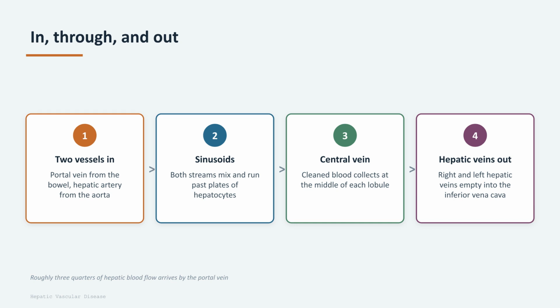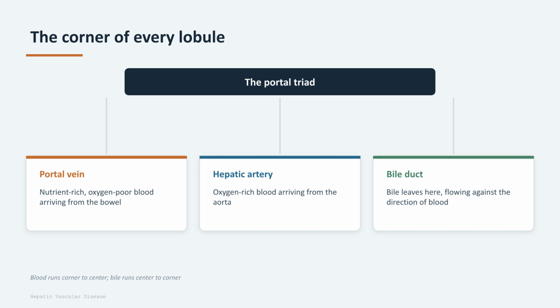2 vessels enter the liver, the portal vein carrying nutrient-rich blood from the bowel, and the hepatic artery carrying oxygen-rich blood from the aorta. Roughly 3/4 of the flow arrives by the portal vein. Step 2. Both streams empty into the sinusoids, wide leaky channels that run past plates of hepatocytes. Step 3. The cleaned blood collects in the central vein at the middle of each lobule. Step 4. Central veins feed the right and left hepatic veins, and those empty into the inferior vena cava. In, through, and out. Now zoom in.